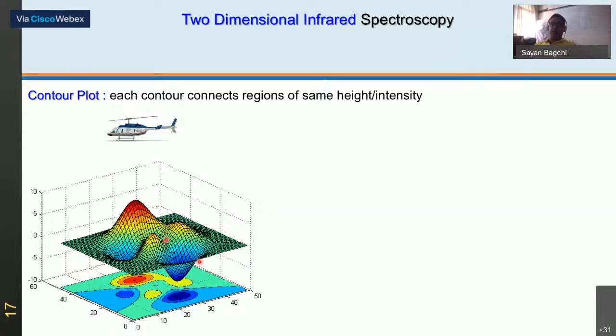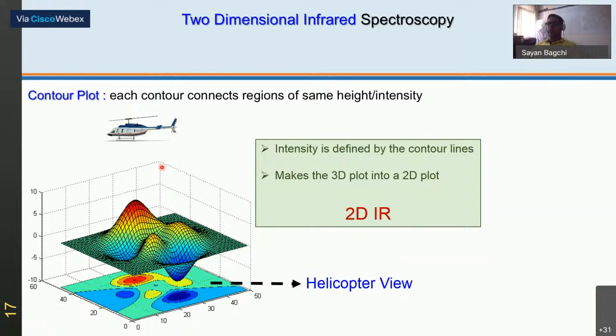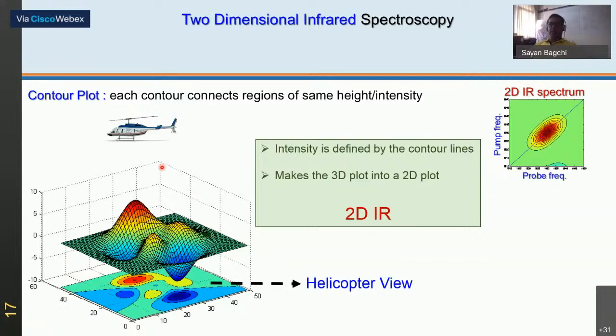So if you are in a helicopter on top of the mountain, or in other words, if you take the helicopter view, what you will see is something like the contour plot. What is the contour diagram? That means all the points with the same intensity are connected by one contour line. So I will expect a point here and circles around it. If I go from top to down, this is the most intense part, the top of the mountain, and this is as I go down the mountain.